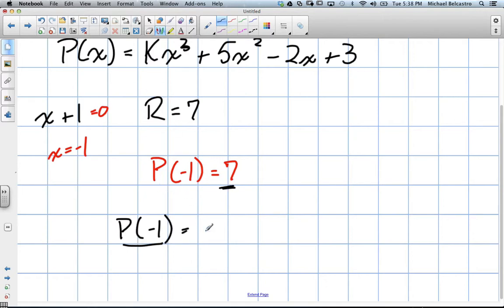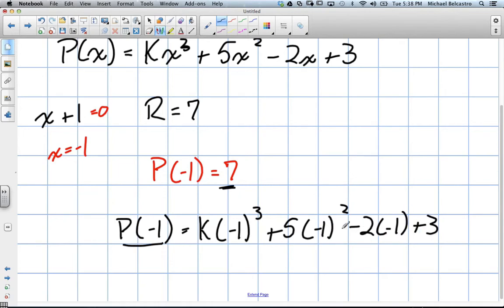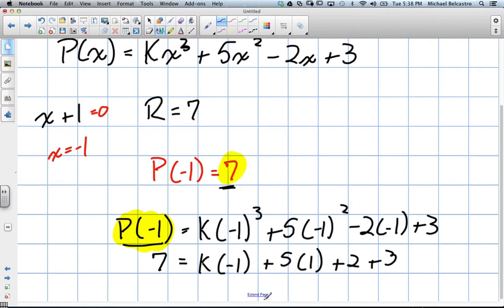We're going to plug negative 1 into all these values, so we have k times negative 1 cubed plus 5 times negative 1 squared minus 2 times negative 1 plus 3. With that being the case, I'm now going to replace p at negative 1 with 7 because we know we have a remainder of 7 in this question. So 7 is equal to k. When we cube this, we get negative 1. This becomes 5 times 1. This becomes positive 2 plus 3.